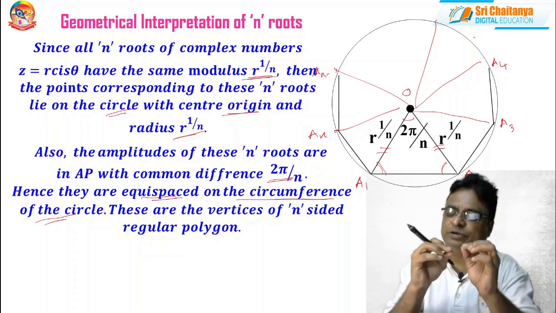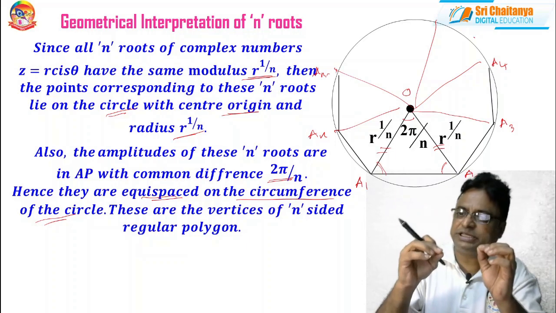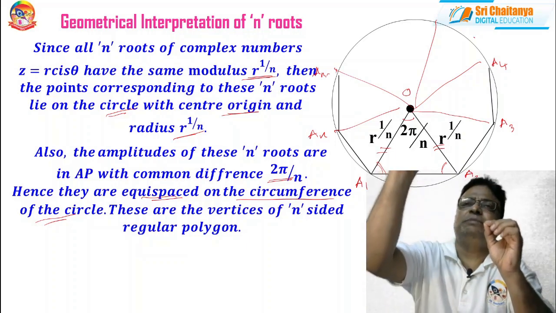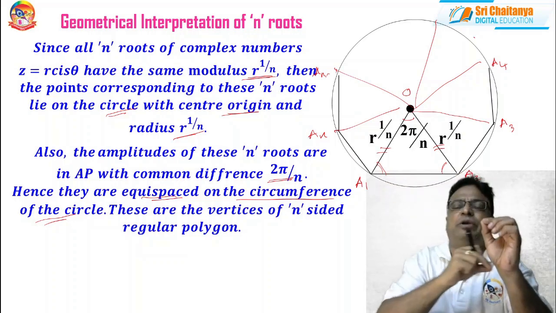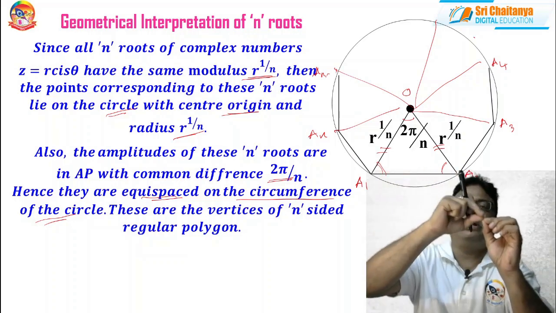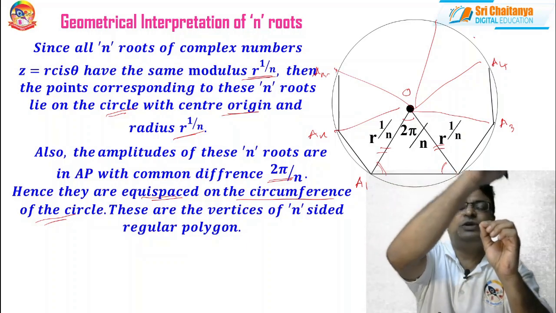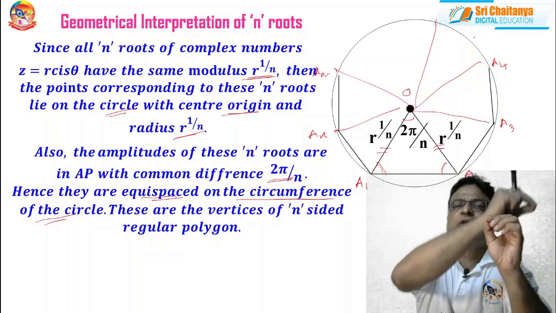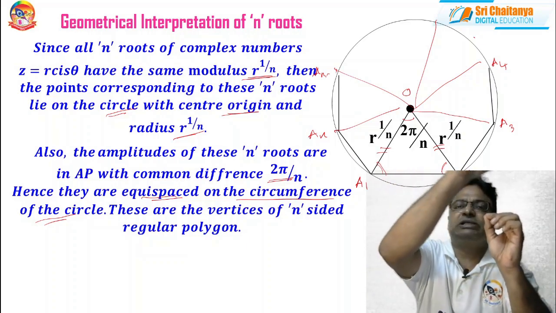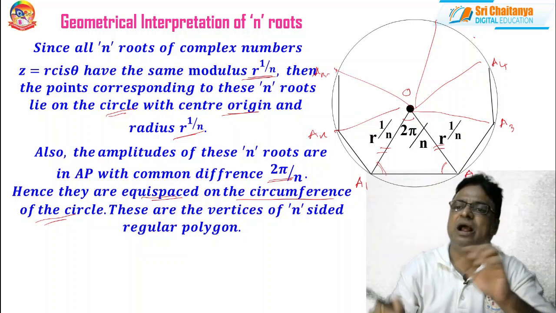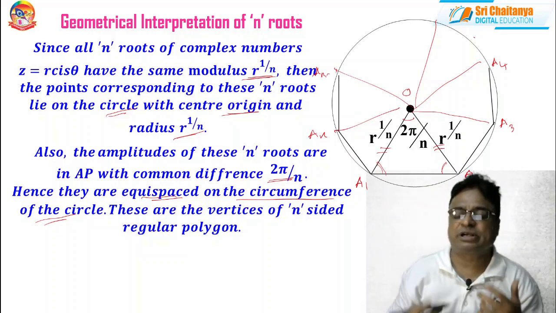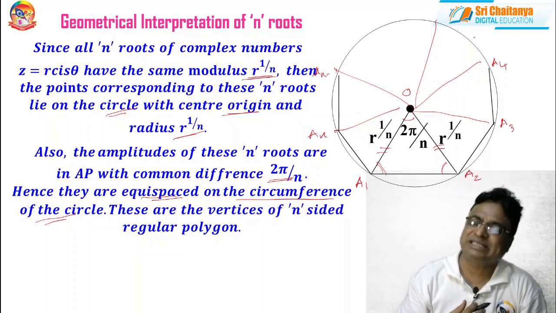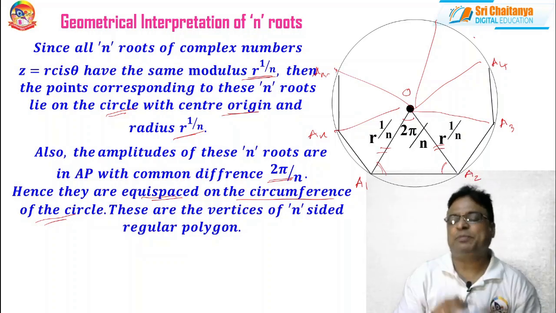So if you are imagining the roots, all the roots are situated on the plane at a distance of r power 1 by n, and they are situated on the circumference of the circle. That means if I have completely plotted all the points, I may get a locus. That locus forms a circle, and the points appear as the vertices of a regular polygon of n sides. So that is the important point here.